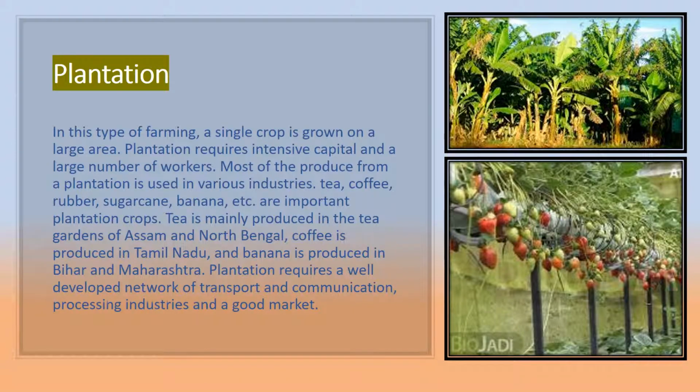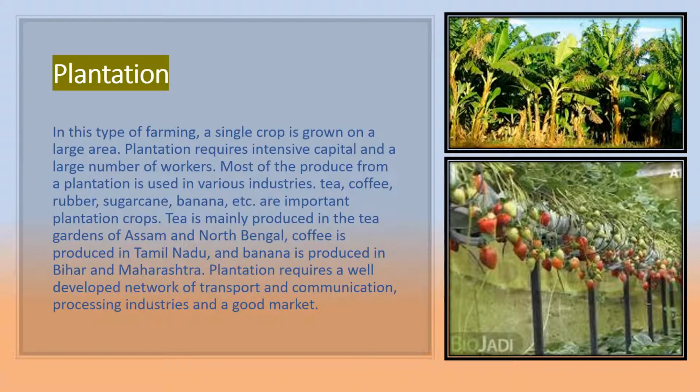In this type of farming, a single crop is grown on a large area. Plantation requires intensive capital and a large number of workers. Most of the produce from a plantation is used in various industries. Tea, coffee, rubber, sugarcane, banana, etc.